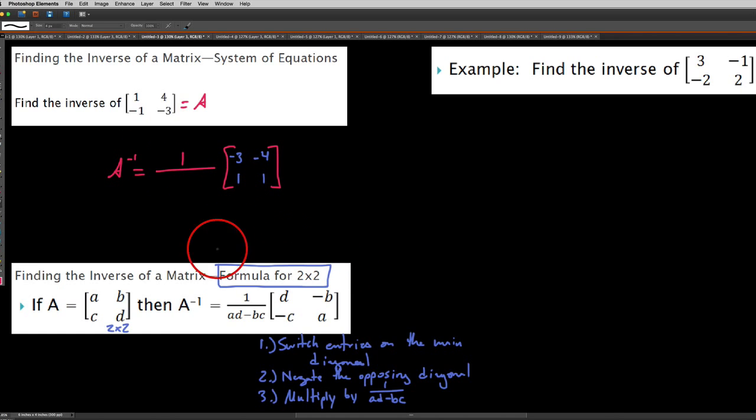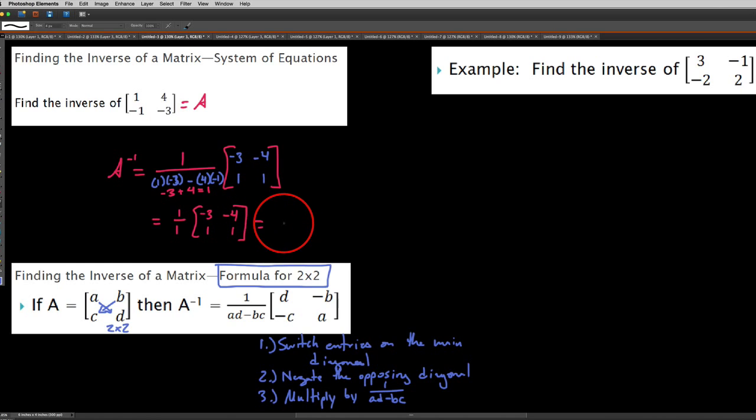So now, in order to find this bottom portion here, this AD minus BC, you can see how it's the multiplication of this AD minus the multiplication of the opposing diagonal. So we would say 1 times negative 3, minus now 4 times negative 1, AD minus BC. And so in this case, we get negative 3 times a positive 1 is a negative 3. Here we get a negative 4. Negative 3 minus a negative 4 is plus a positive 4, and we get a 1 down here. So in other words, we get 1 over 1 times this matrix here, negative 3, negative 4, 1, and 1.